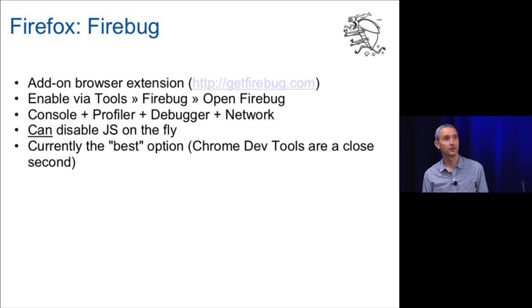It again gives you a console, profiler, debugger, and a full network panel. You can disable JavaScript on the fly. And it's currently, in my opinion, the best option. It's the de facto tool that most people use, although Chrome is a really close second these days because Chrome has iterated really fast on their tool set.